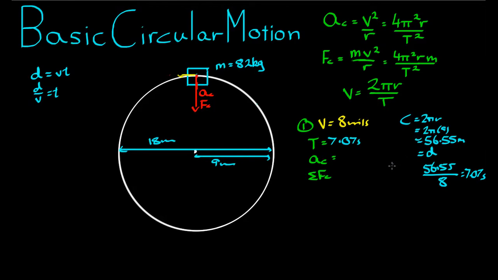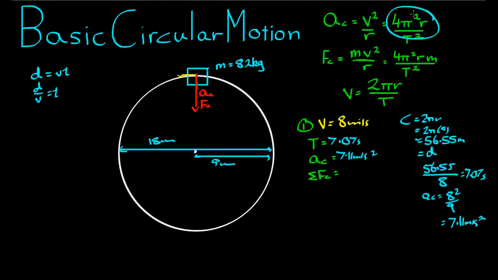Now the centripetal acceleration. We'll find it in 2 ways. First of all, we'll use the formula a_c equals v squared on r. So the centripetal acceleration is equal to v squared, that's 8 squared, divided by 9. That's 64 divided by 9, or 7.11 meters per second squared, since it's acceleration.